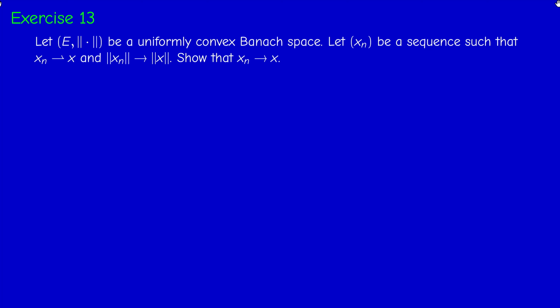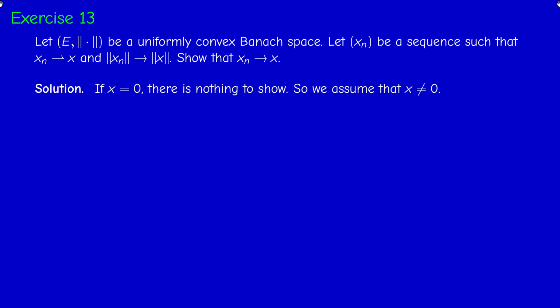But here we have two extra assumptions, actually. We have the assumption that the norm of Xn converges to the norm of X, and we have the fact that E is uniformly convex. So we have to use these two assumptions to conclude that Xn converges to X. Now, if X is 0, then the norm of Xn converges to 0, and this precisely means that Xn tends to 0. So there's nothing to prove.